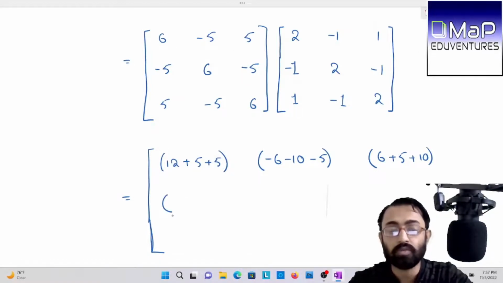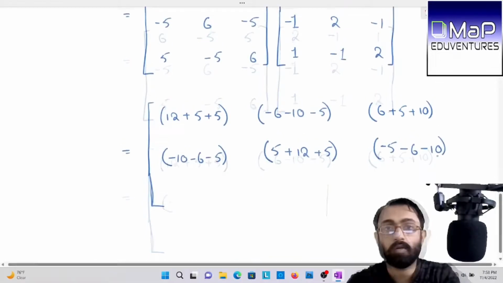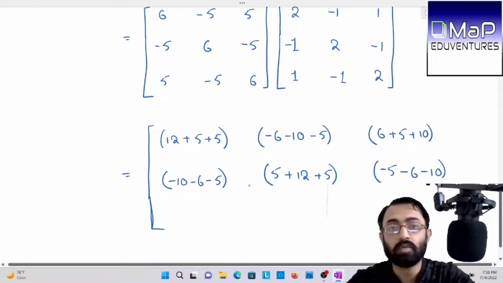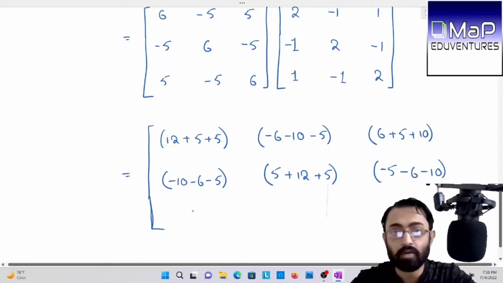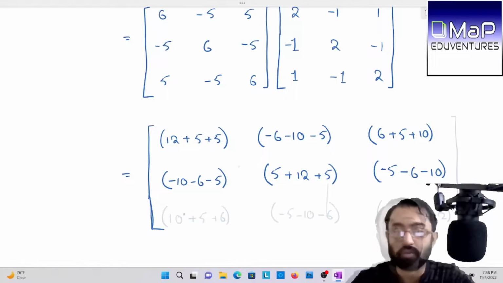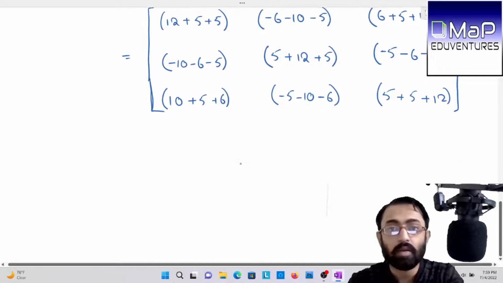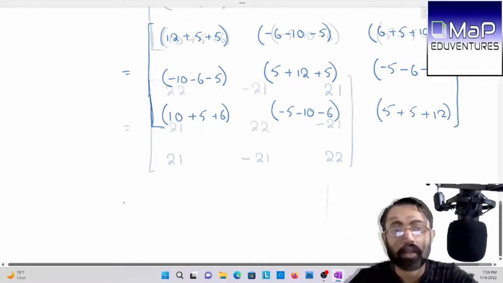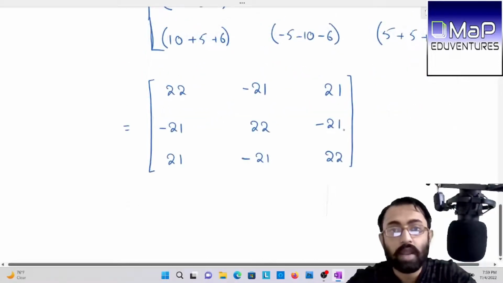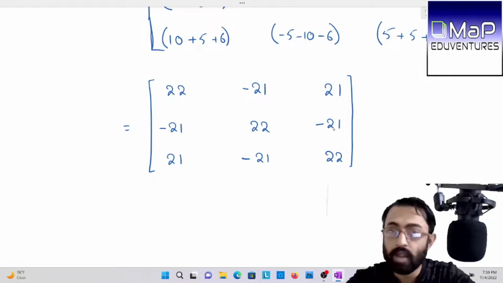Now let us move to the second row and first column. Okay, so our second row multiplication with all the columns is complete. Now let us move on to the third row. Okay, so we have completed the multiplication. Now let us add up and see the result. Okay, so this is our a cube. So we have found a square and a cube.